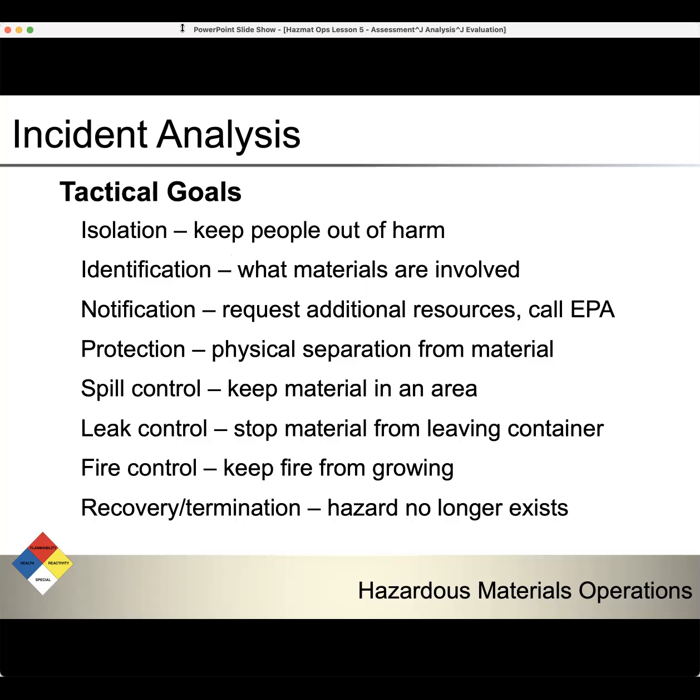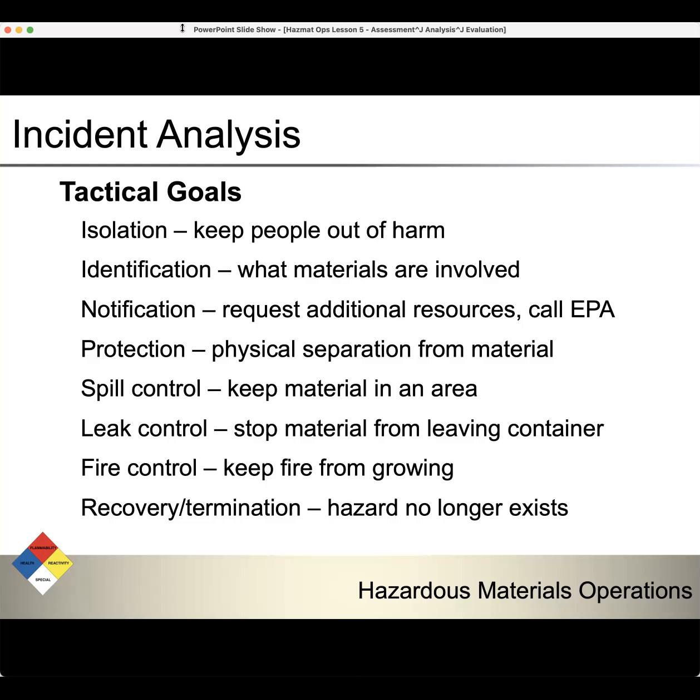So we talked about our incident priorities: life safety, incident stabilization, environmental and property protection or preservation. What are our tactical goals? How are we going to achieve those priorities with these right here? Isolation. We're going to keep people out of harm. Sounds simple. It's much harder. People have a hard time being told what to do, and people have a hard time realizing they're doing something they shouldn't be. And so sometimes it can be hard to do that.